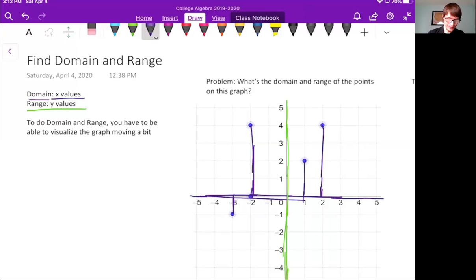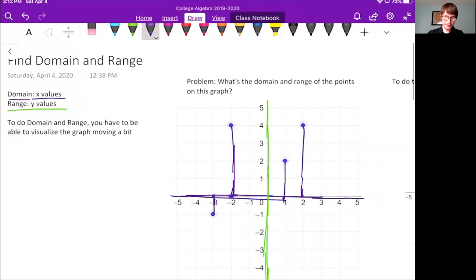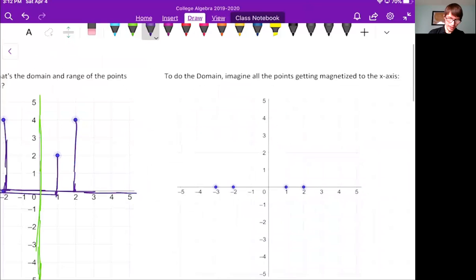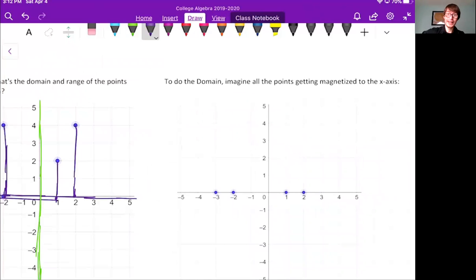And so what we get is a bunch of points. If they all get magnetized to the x-axis, they'd all become a bunch of different points right here on the x-axis. If you were to look at that more carefully, it would look something like this. This is what it would look like if they're all shot down or up to the x-axis. They all get magnetized there.